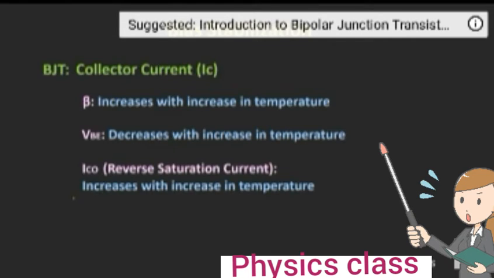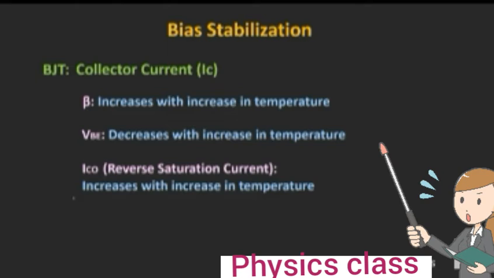As the temperature changes, the values of these parameters also change, and the change in any of these parameters can cause a drift in the design operating point. For example, as the temperature increases, the value of beta will also increase.